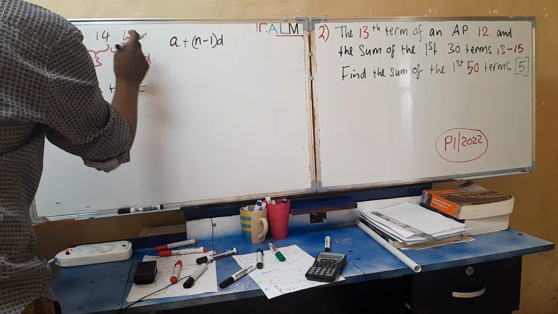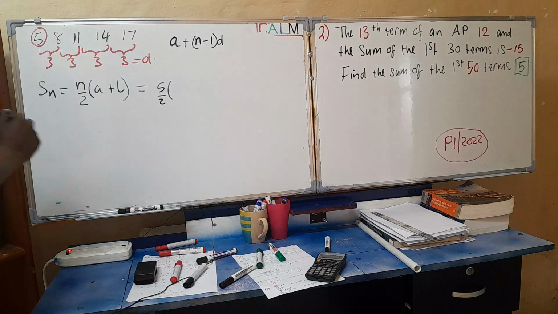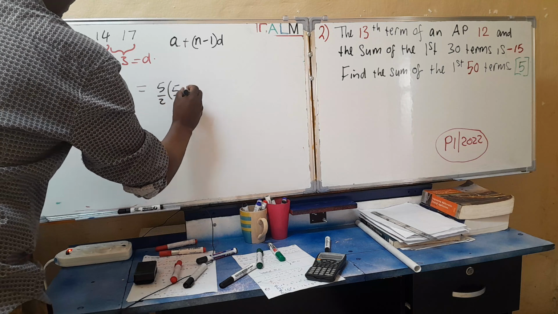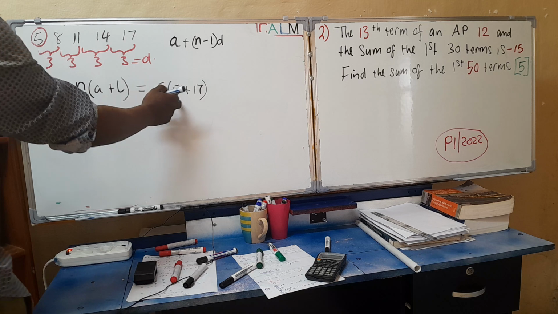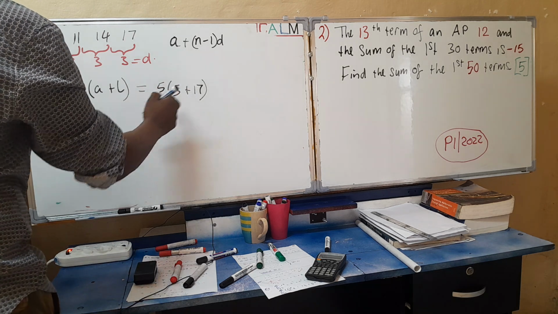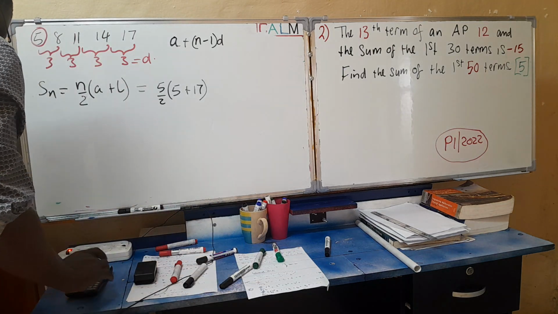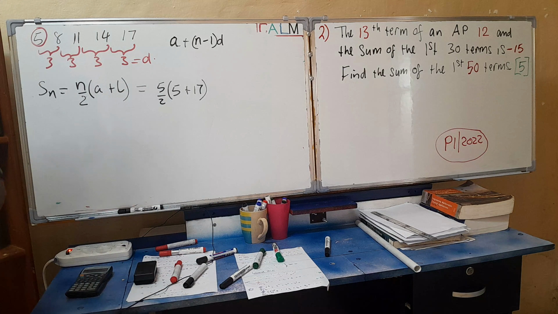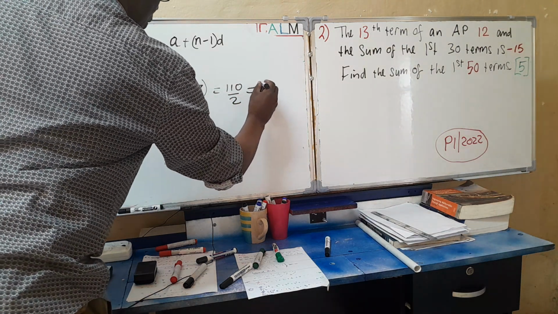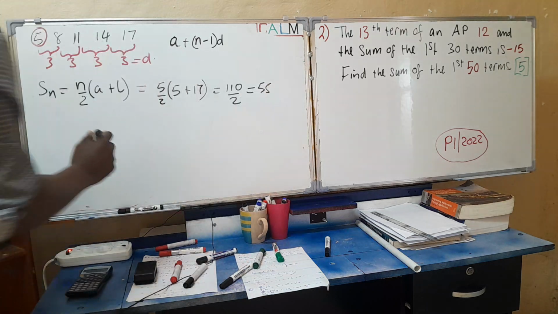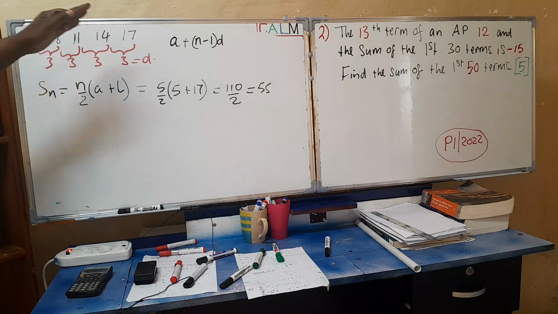Our 1, 2, 3, 4, 5. So n is equal to 5. 5 over 2, brackets, first term again is 5, plus last term L is 17, to give us 5 plus 17, which is 22. 22 times 5, which is 110. 110 divided by 2, which is equal to 55. So this is the sum of this arithmetic progression up to the 5th term.